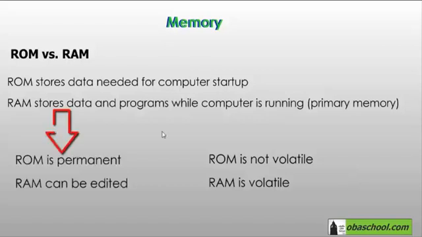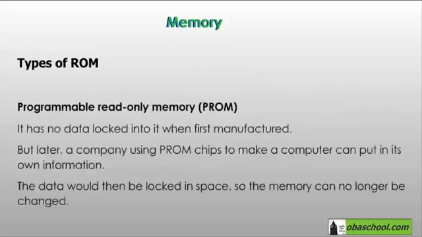Another thing to remember is that ROM is permanent while RAM can be edited. Since the data on the ROM is not volatile, it's permanent, while the RAM can be edited because some things can be saved while others will not be saved. Now let's move to the types of ROM.